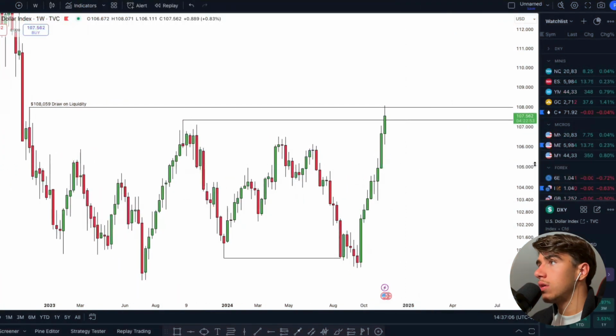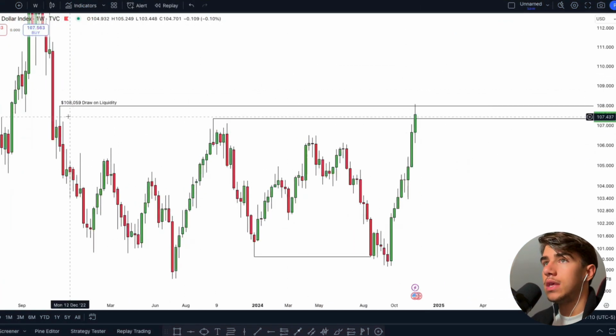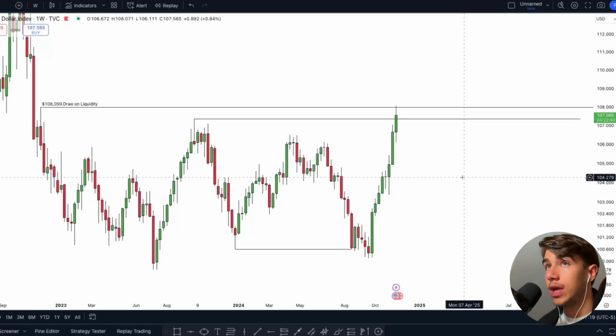Now, if we take a look at the actual DXY, you can see that exactly that happened. The 108.059 high was hit fairly fast coming into this week. Now, of course, I wasn't trading the DXY itself, but I used this information to capitalize on Euro USD.